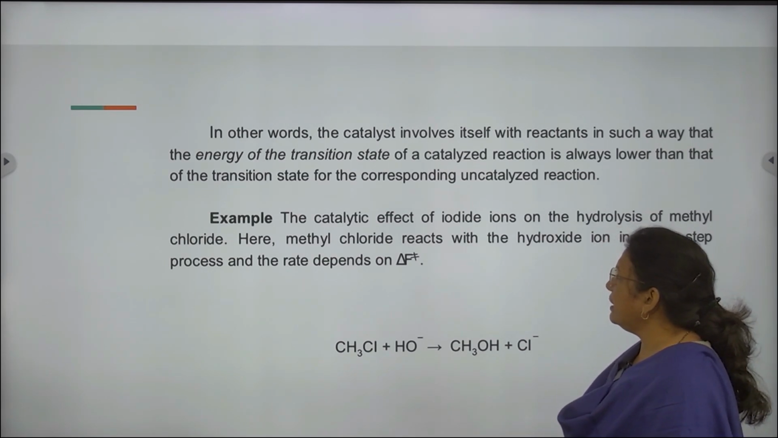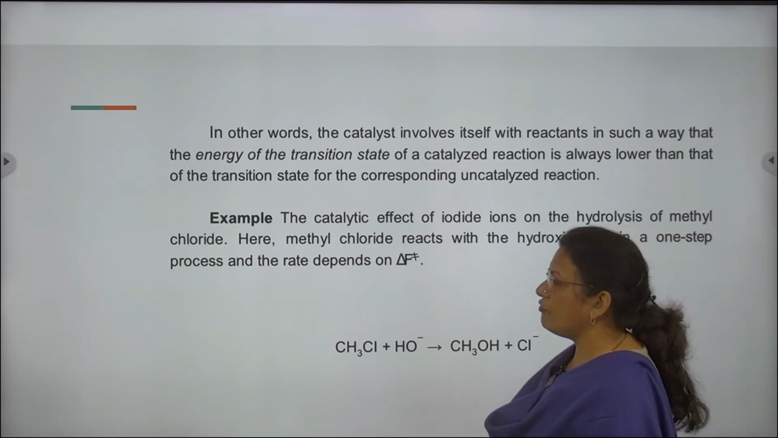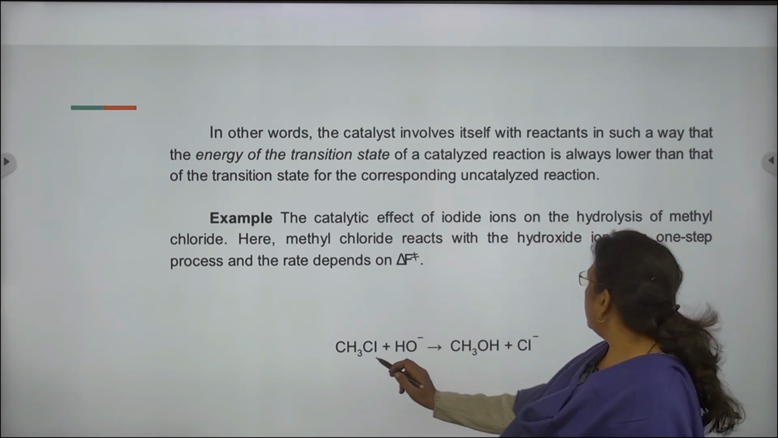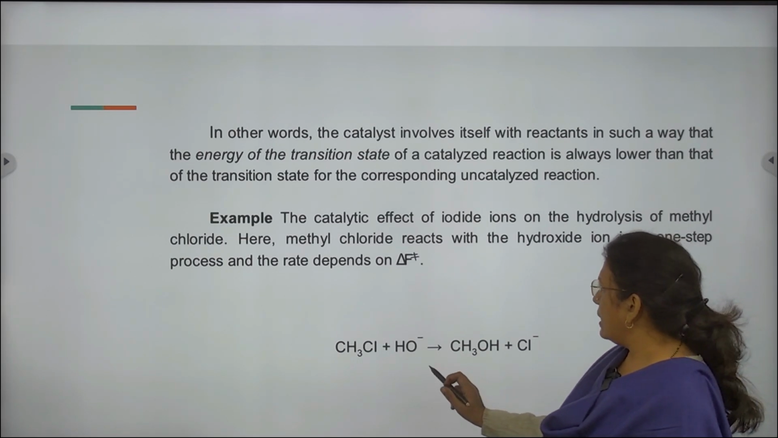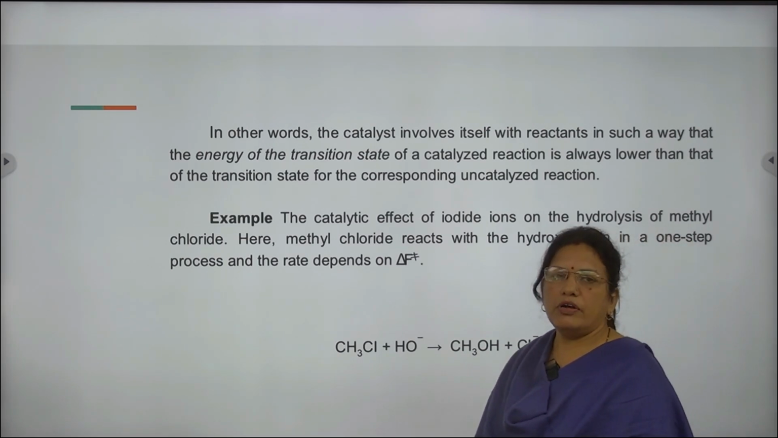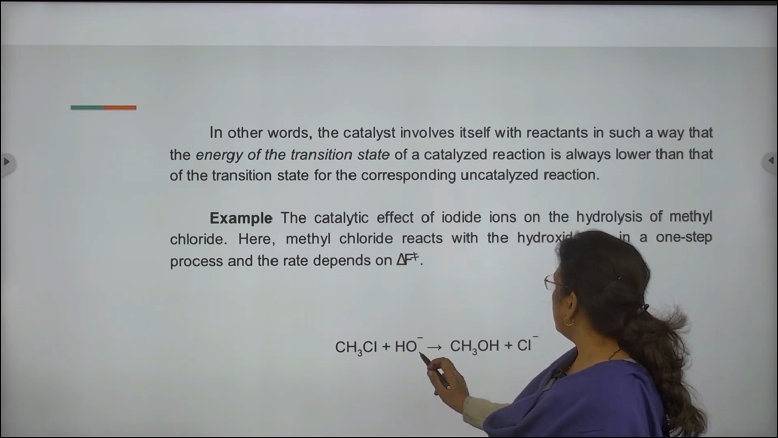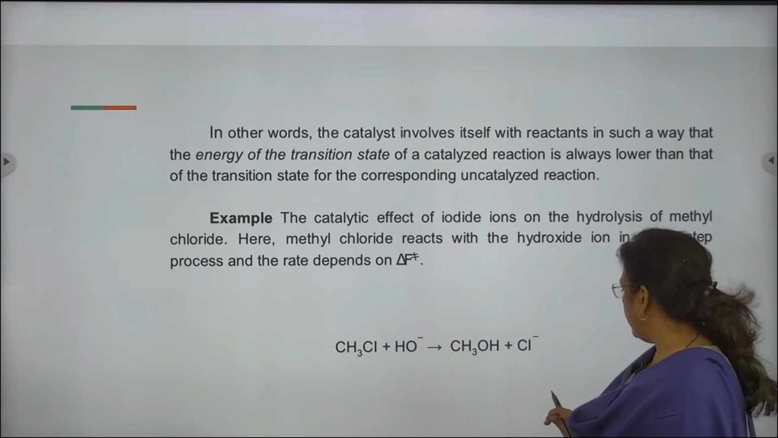Example, the catalytic effect of iodide ion on the hydrolysis of methyl chloride. Here, methyl chloride reacts with hydroxide ion in a one-step process and the rate depends on free energy change. Here methyl chloride reacts with hydroxyl ion to give methyl alcohol and chloride ion.